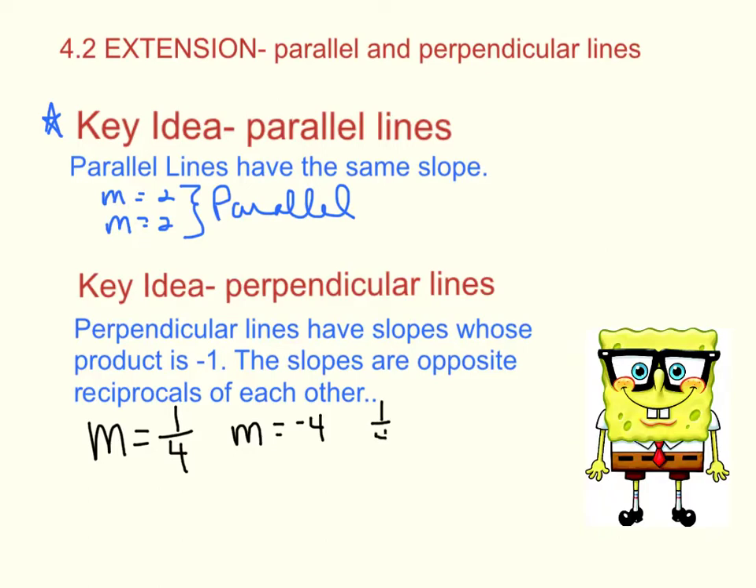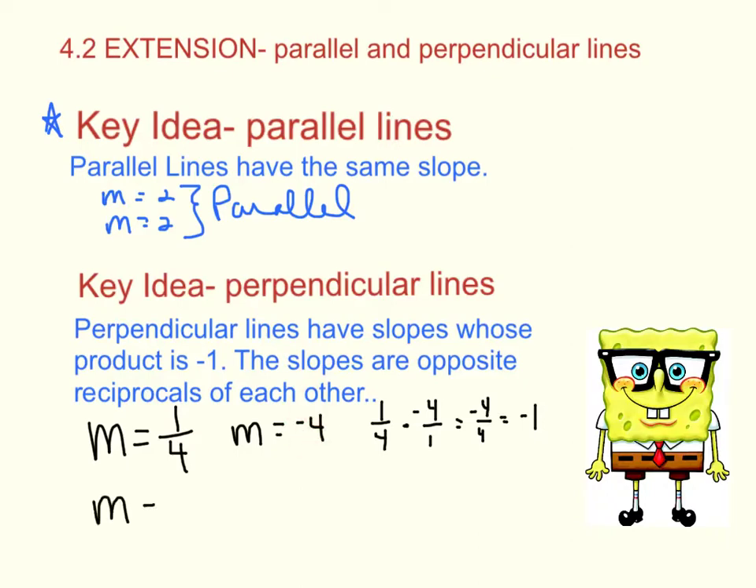Number one, 1/4 times -4 gives you -1 as a product. Or you could just look at it and say, is one positive and one negative? Are they opposite of each other? Yes. Are they reciprocals of each other, meaning, are they flipped? Yes, 1/4. If you flip 1/4, it'd be 4/1. And if you took the opposite of that, it's -4/1, which is -4.